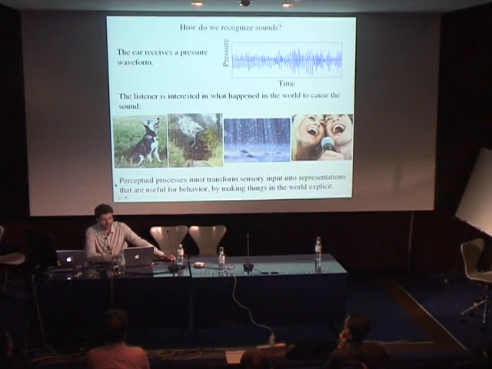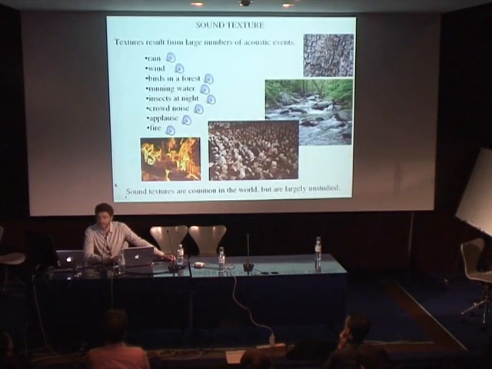And so our perceptual processes have to transform the sensory input that enters the ear into representations that are useful for behavior by making the things that happen in the world explicit. To try to understand aspects of how we do this, we've spent a lot of time over the past few years thinking about one particular class of sounds, namely sound textures. Textures are sounds that result from large numbers of acoustic events. They're analogous to the visual textures, like this image of bark here, that have been studied for decades in vision.